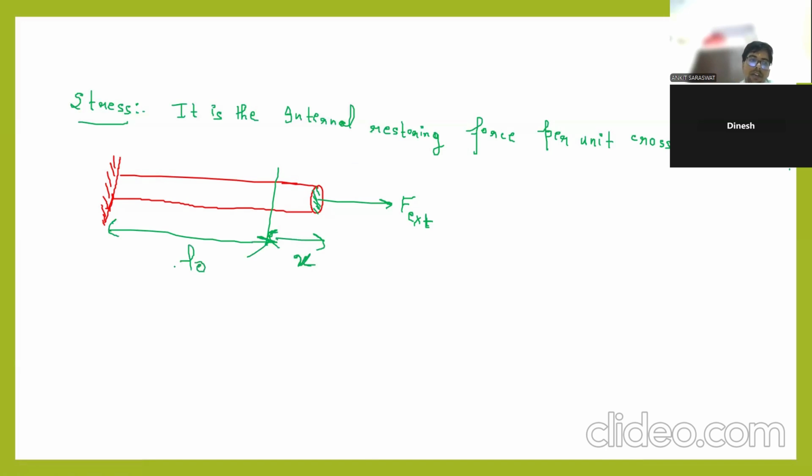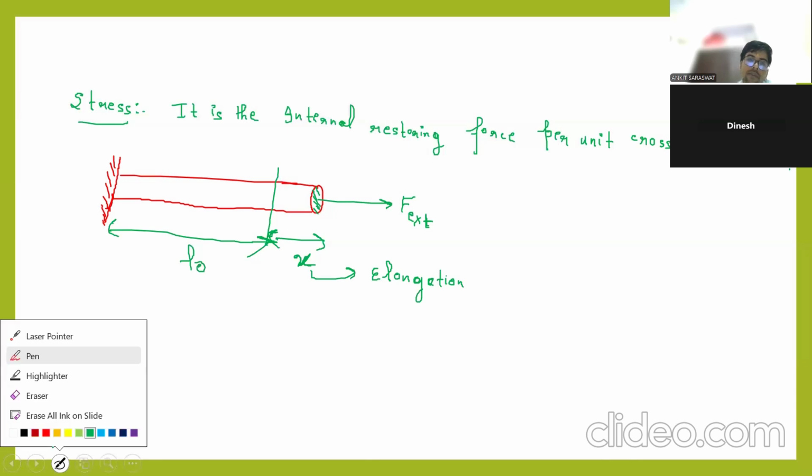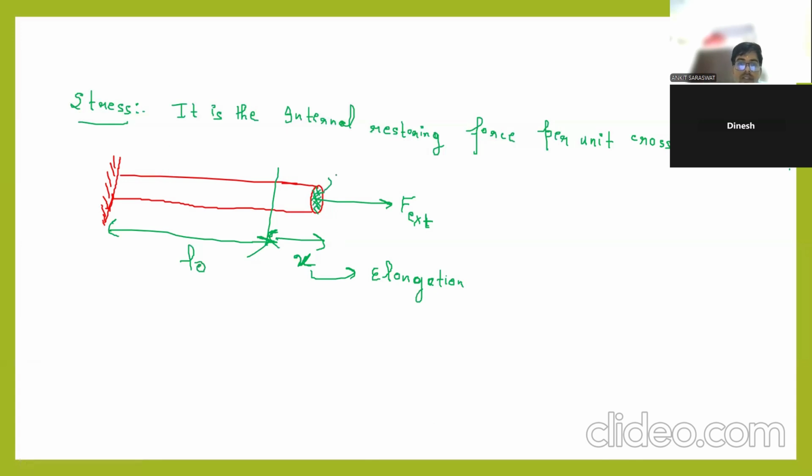You are applying that much force, it will extend x. x is the elongation. When you apply F external, there is the elongation x. You are simply applying 4 Newton, let us suppose, and because of 4 Newton this body is going to elongate, let us suppose x. This is the area of cross section, A.